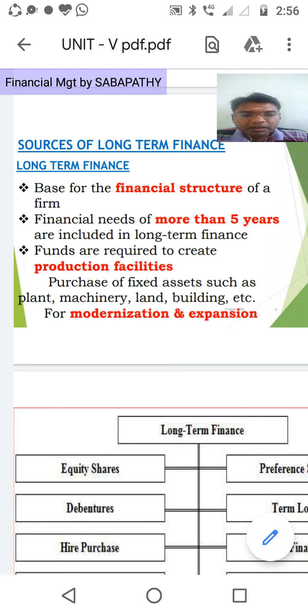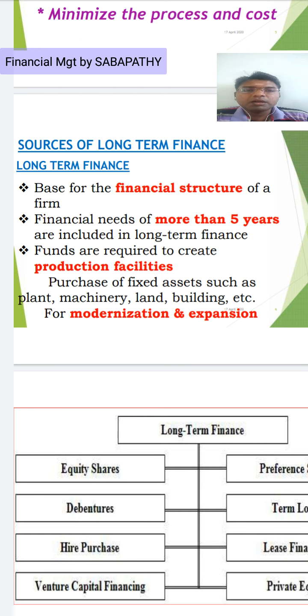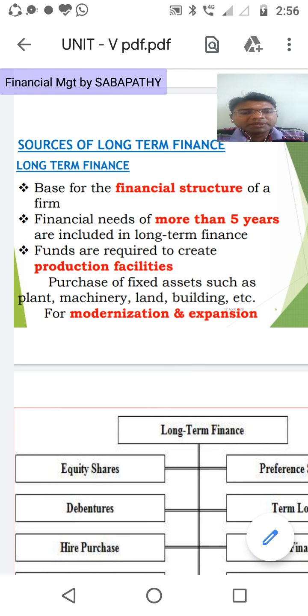So what are all the financial needs a company can have for more than 5 years? What are all the financial requirements a company needs for more than 5 years? First one is for production facilities. Funds required to create production facilities come under the long-term finance. Production facilities means such as purchase of fixed assets, purchase of plant, purchase of machinery, purchase of land and building. So these are all the things coming under the production facilities long-term finance.